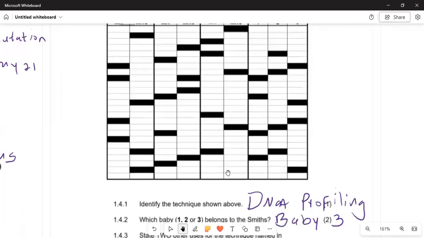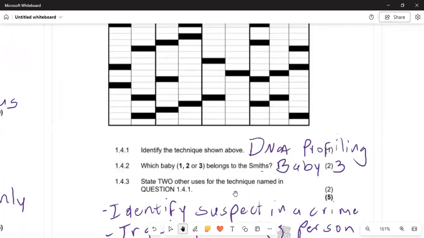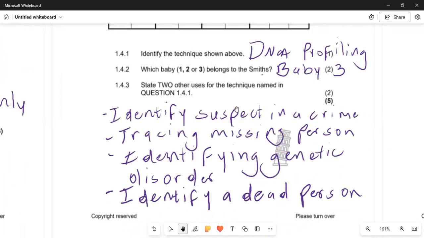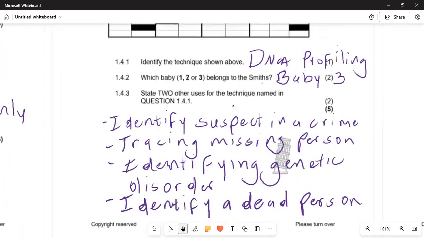That is how you see the matching of those graphs. And then if we go on again to the question, you can see there, it says in 1.4.3, state 2 other uses of techniques named in question 1.4.1. So we are saying we use DNA profiling: number 1, to identify a suspect in a crime. Number 2, to trace a missing person. Number 3, identifying genetic disorders. Number 4, identify a dead person. So you get your 2 marks there.